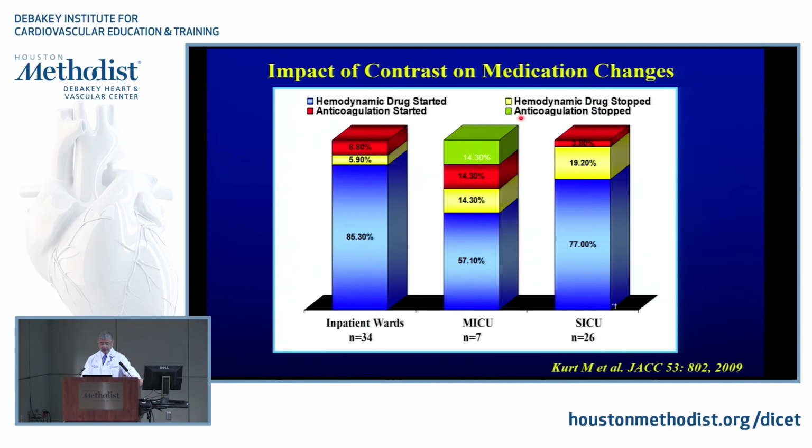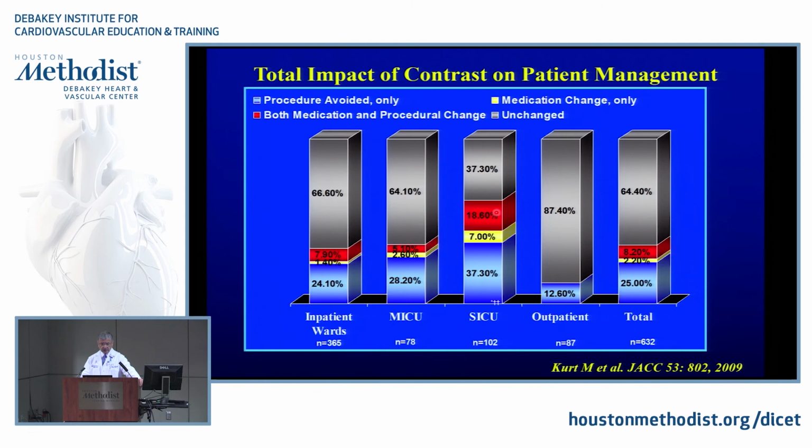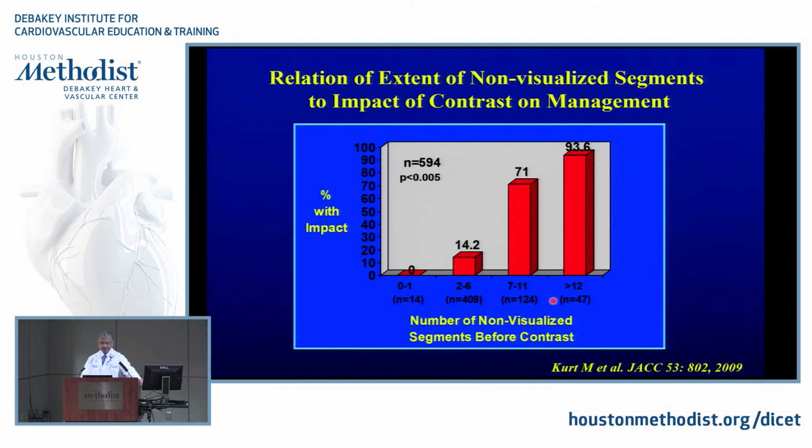And this is the overall impact. And the overall impact, highest in the surgical intensive care unit, more than 60%, followed by MICU, inpatient wards, and the impact's about 12% or so in the outpatient setting. And I asked Kurt, well, why don't you run an analysis and see whether the impact is incremental, the more or the less we see, if you will? And indeed, it was beautiful: if I have 2 to 6 segments not seen, the impact is 14%. If it is more than half of the heart and the whole heart, obviously you have no interpretation. And I think overall safety is good.